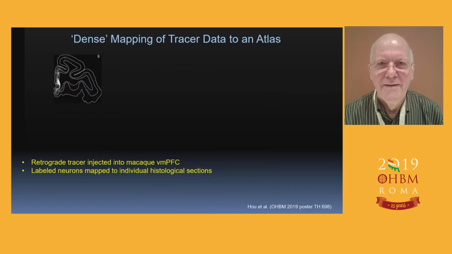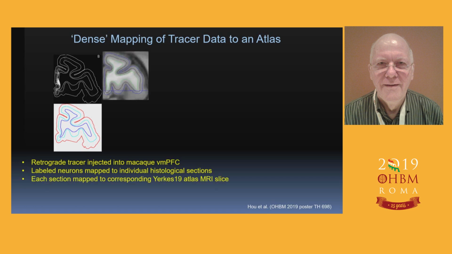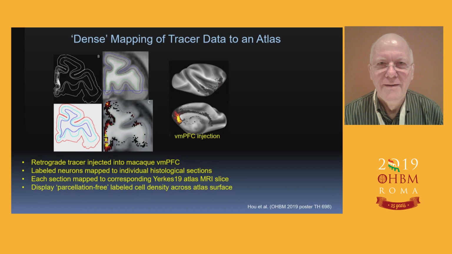The way we did this was to take densely spaced histological sections. On each section, the distribution of retrogradely labeled cells was marked one at a time. And we took the section contours, the pial and mid-thickness and white matter surface contours, and found the best matching corresponding slice and orientation from the surface-based atlas that my lab has generated, the Yerkes19 atlas from MRI data. And we mapped the retrograde tracer density onto the MRI volume and then mapped into the individual surface and represented the results on the inflated maps that you see here.